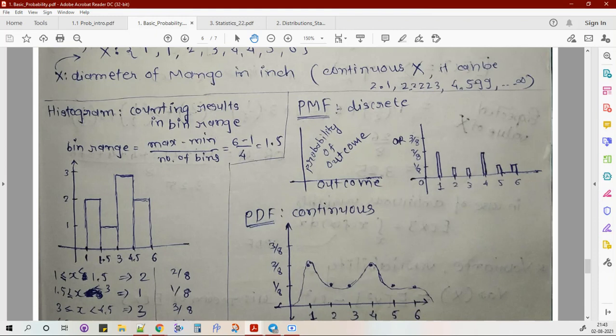Any questions? I guess someone is trying to say something. Mayur, how did you get the number of bins? Is it a user-defined value? No, we can take any value.